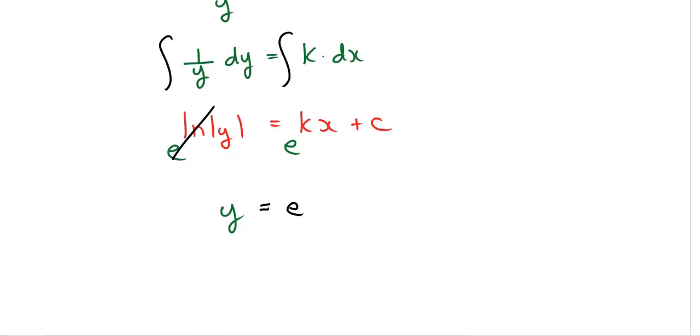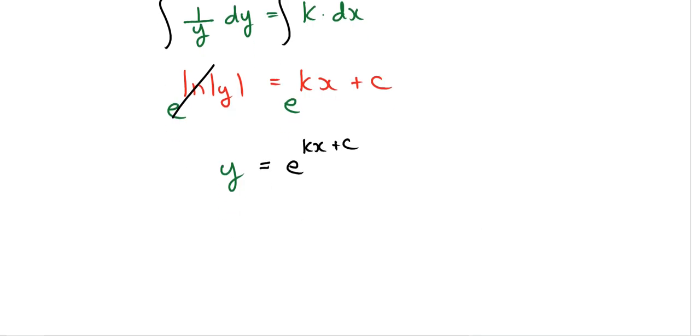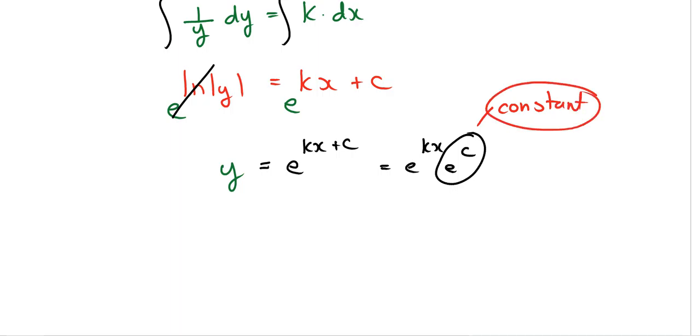So this will be e to the power of kx plus c. And we saw this, if I go ahead and expand this, this will be e to the kx times e to the c, and this e to the c is just basically a constant, right? That's just a constant. So if I want to rewrite this using simple notation, my final answer would be y equals maybe the letter a times e to the kx, where this letter a right here is just a constant.